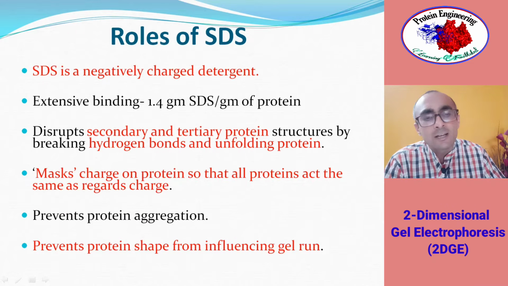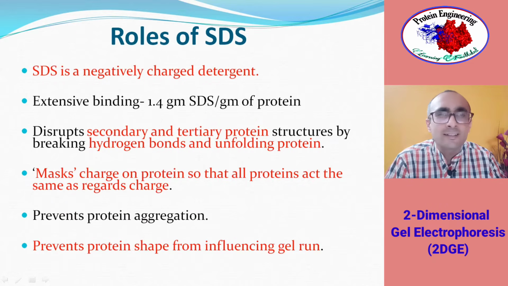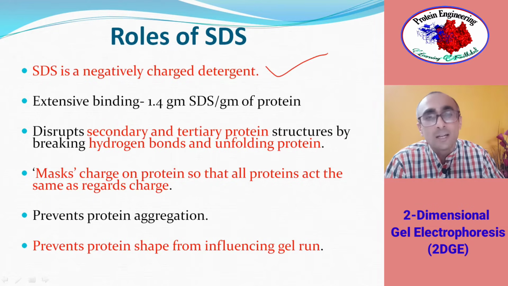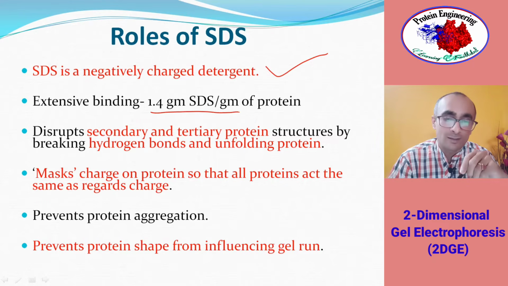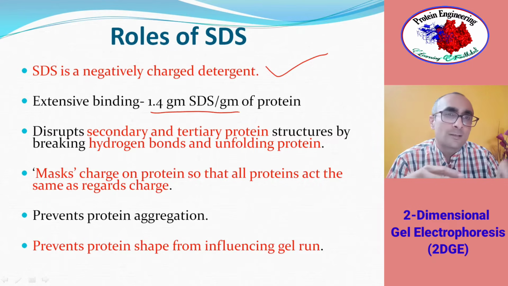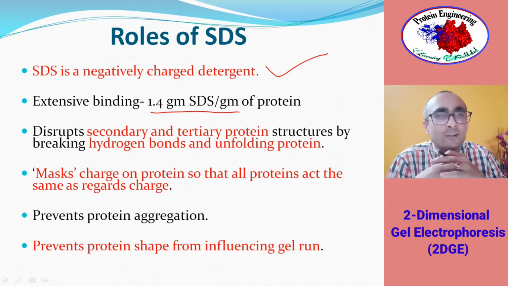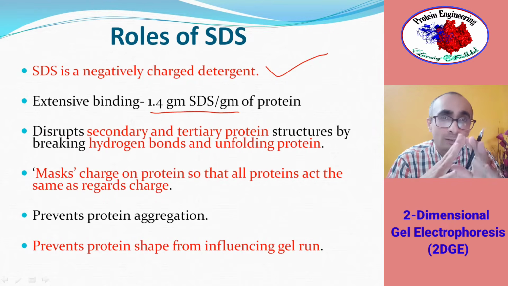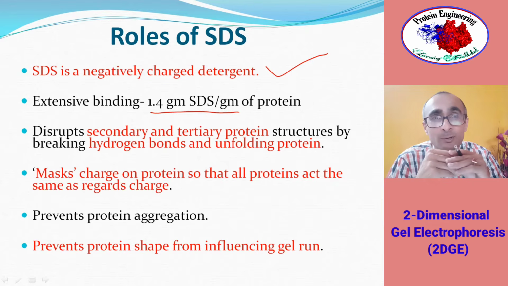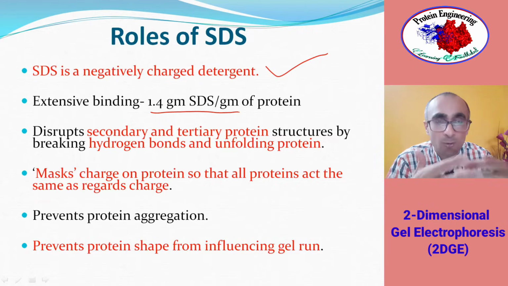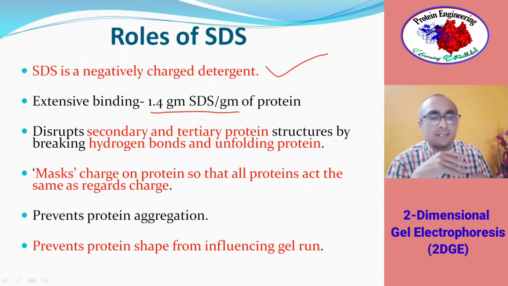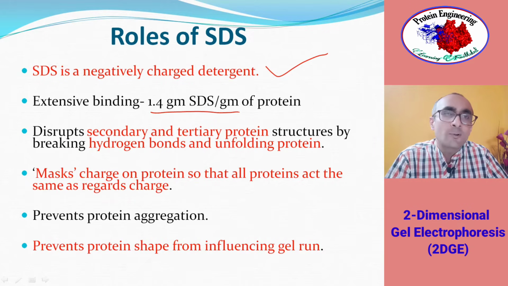SDS is a negatively charged anionic detergent, so it gives negative charge to the protein. It binds extensively to the protein molecule. In fact, 1.4 gram SDS binds per gram of protein. And that extensive binding of SDS causes disruption of the secondary structural elements in the protein, and the protein becomes denatured, completely unfolded. As a result, the native charge on the protein is masked.